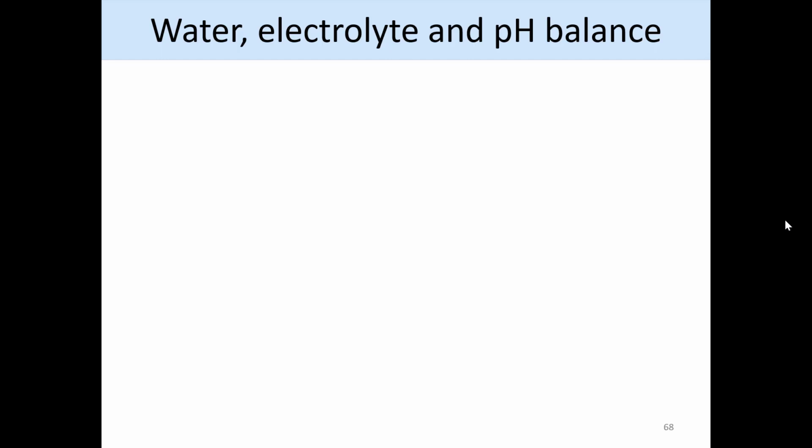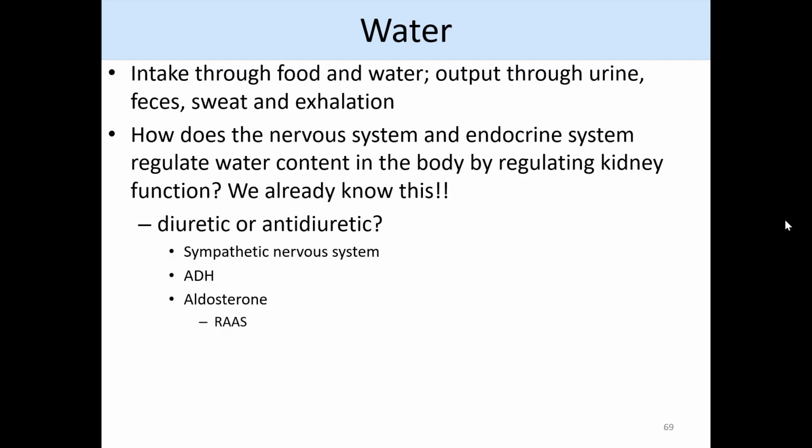As we've been talking about the process of urine formation, we saw how the kidney was involved with water balance and electrolyte balance, as in minerals, and pH balance. Let's take a closer look at these things. So we're going to be reviewing stuff we already learned about, but putting it in perspective of water, electrolyte, and pH balance.